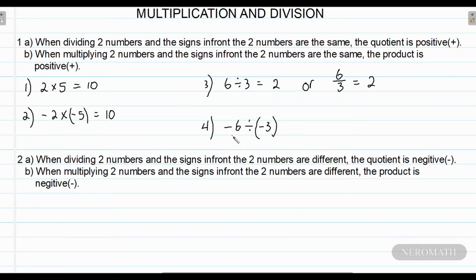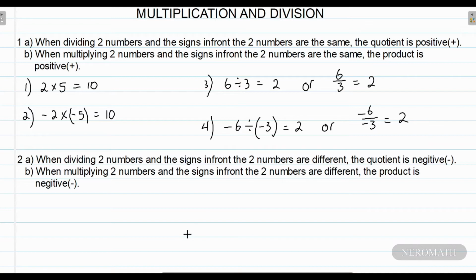Now in this question, we can clearly see the sign in front of 6 is negative and the sign in front of 3 is also negative. So the signs in front of both numbers are the same. So when we divide, our quotient would be positive. So we'll get positive 2. We can also write it as negative 6 over negative 3. So the answer would be positive 2.